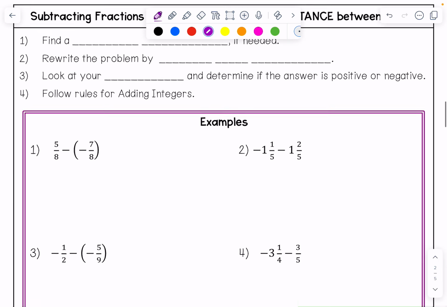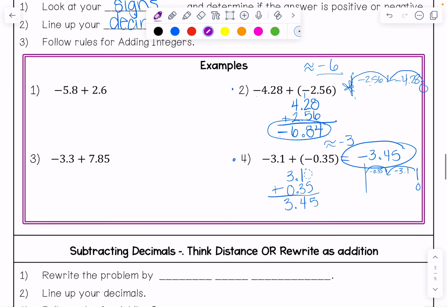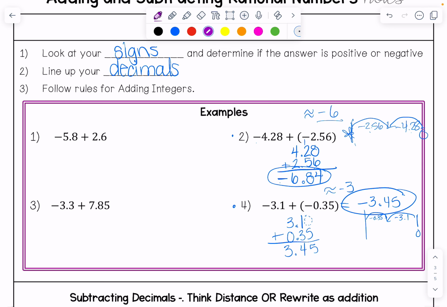So going back to our decimal page, we're going to look at some examples where we have different signs. So I'm adding a negative and a positive together. On number 1, let's try to decide if our answer is going to be positive or negative first. So -5 8/10 plus 2.6. When I look at this, I notice that my negative number has a higher absolute value, or I have more negatives than I do positives. That tells me my answer will be negative.